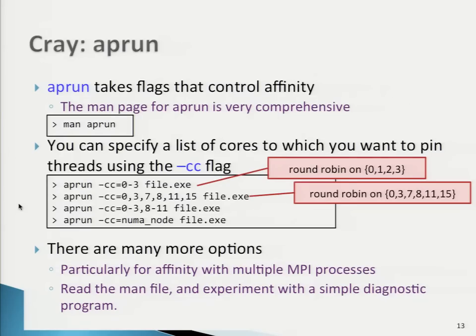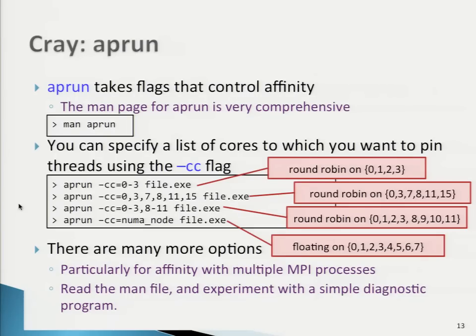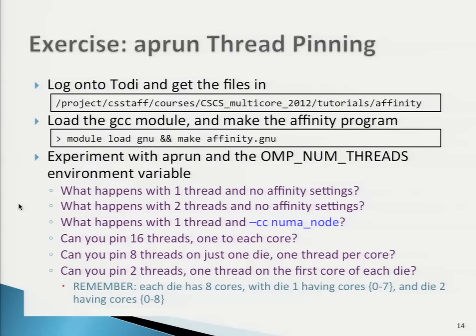And again, this is just an example that instead of having a hyphen to give a range, we can just type out a list. And we can have 2 hyphens in a list, and then the NUMA node. The NUMA node is interesting because then the threads can float around on the 8 cores in a NUMA node. Remember that the Interlagos, from the diagram before, had 2 NUMA nodes in each socket, and each NUMA node had 8 cores on it.